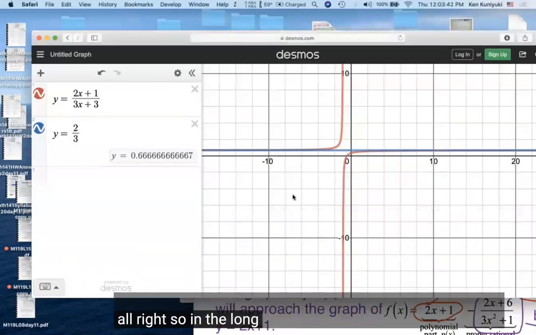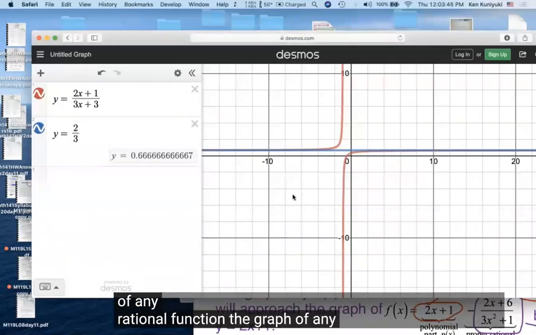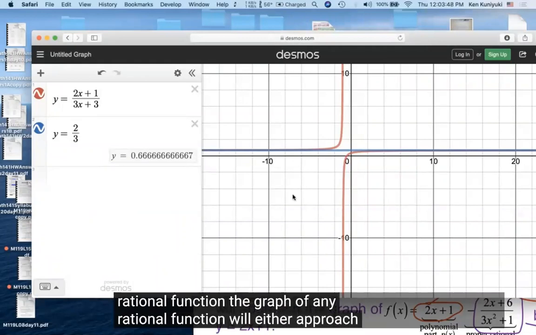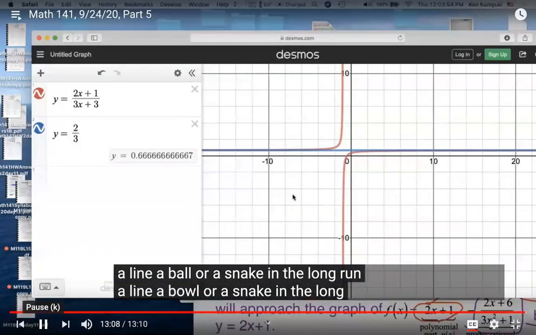All right. So in the long run, the graph of any rational function will either approach a line, a bull, or a snake in the long run.